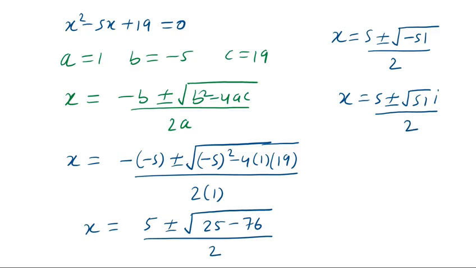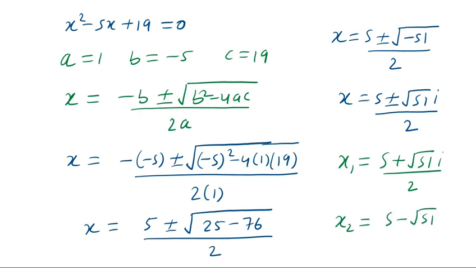Here we have two imaginary solutions. x1 is equal to 5 plus square root of 51 times iota over 2, and the second imaginary solution x2 is equal to 5 minus square root of 51 times iota over 2.